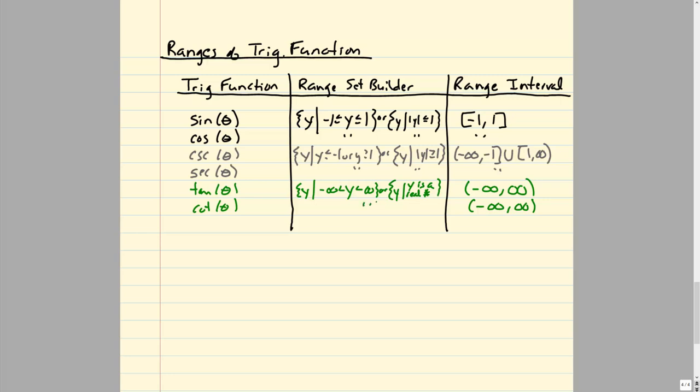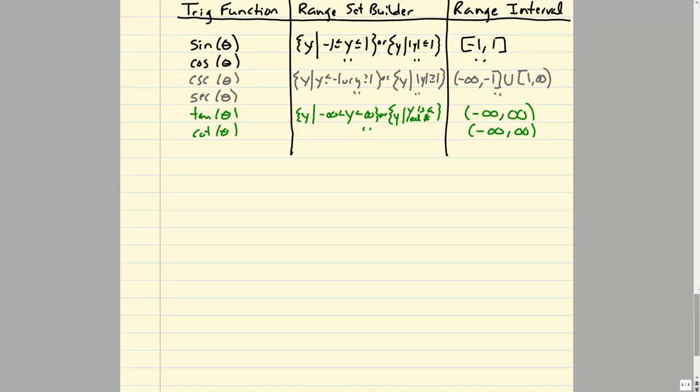Okay, so these are examples of the ranges or the output of a trig function. And yes, we will need to know these. So let's go ahead and look at some examples. So given cosine of theta equals -4. So the question here, is this even possible or is it impossible? So is it possible or impossible?